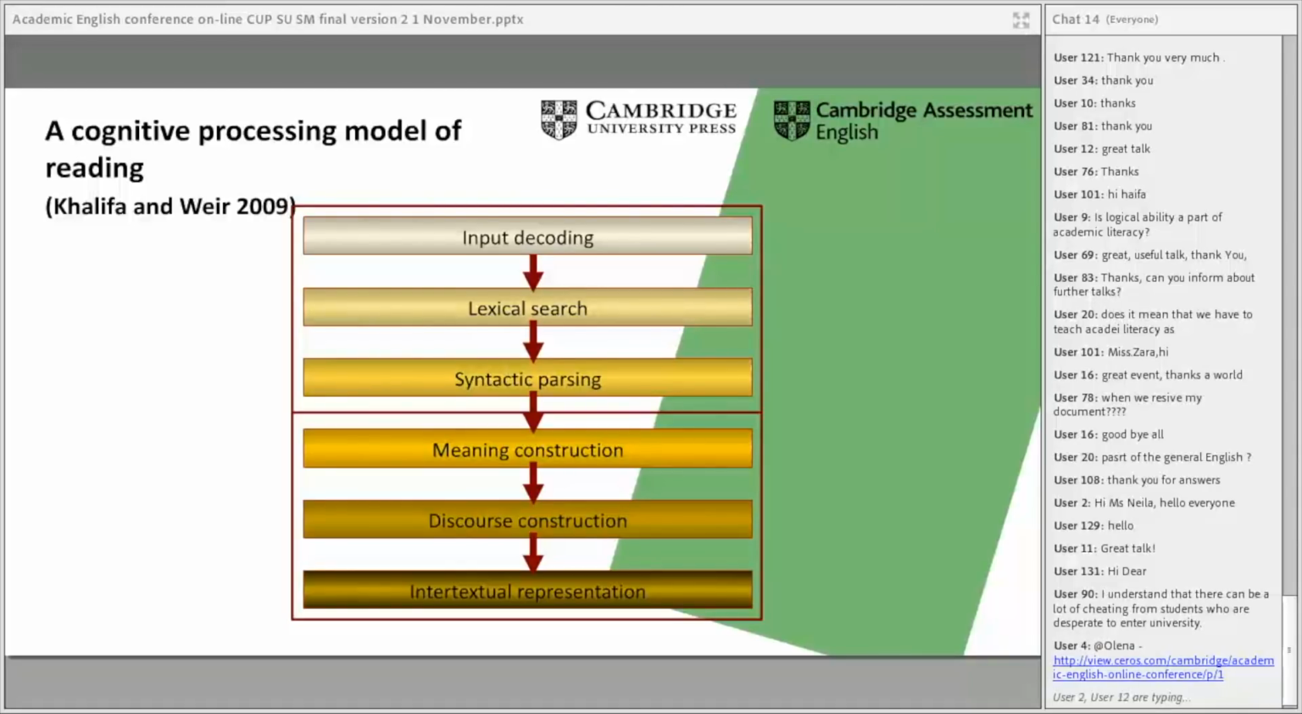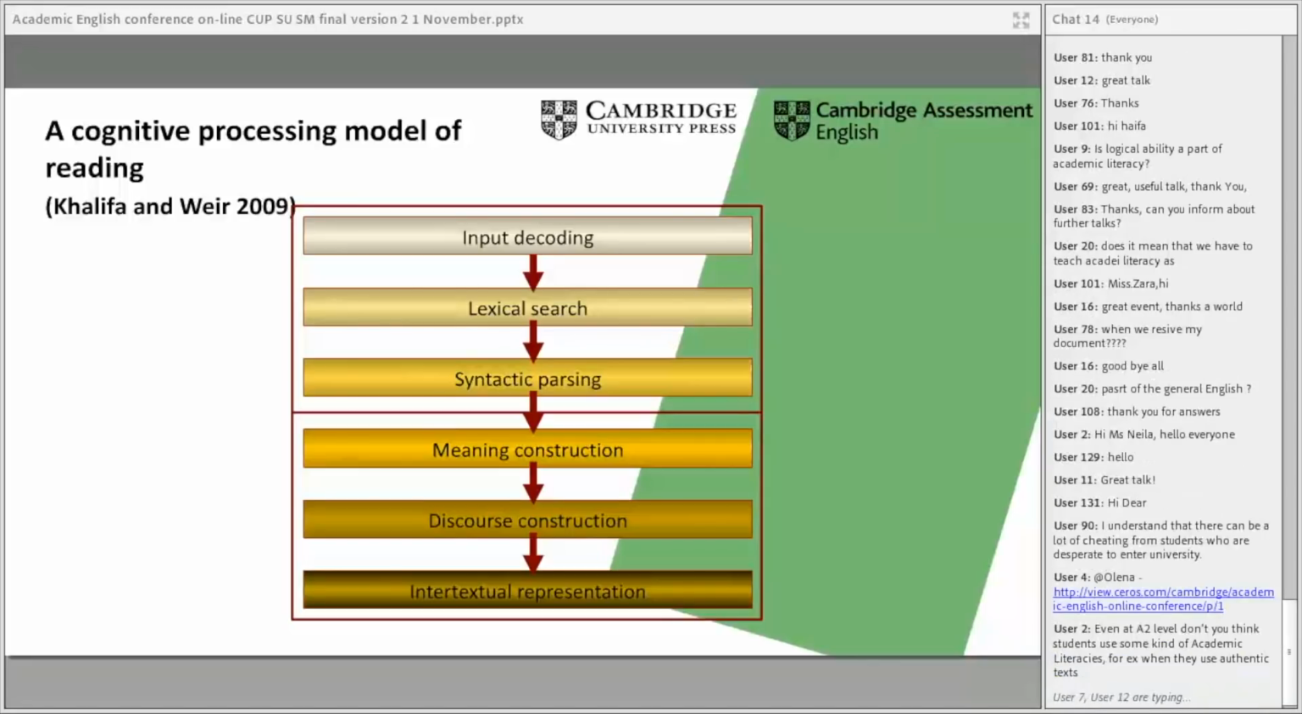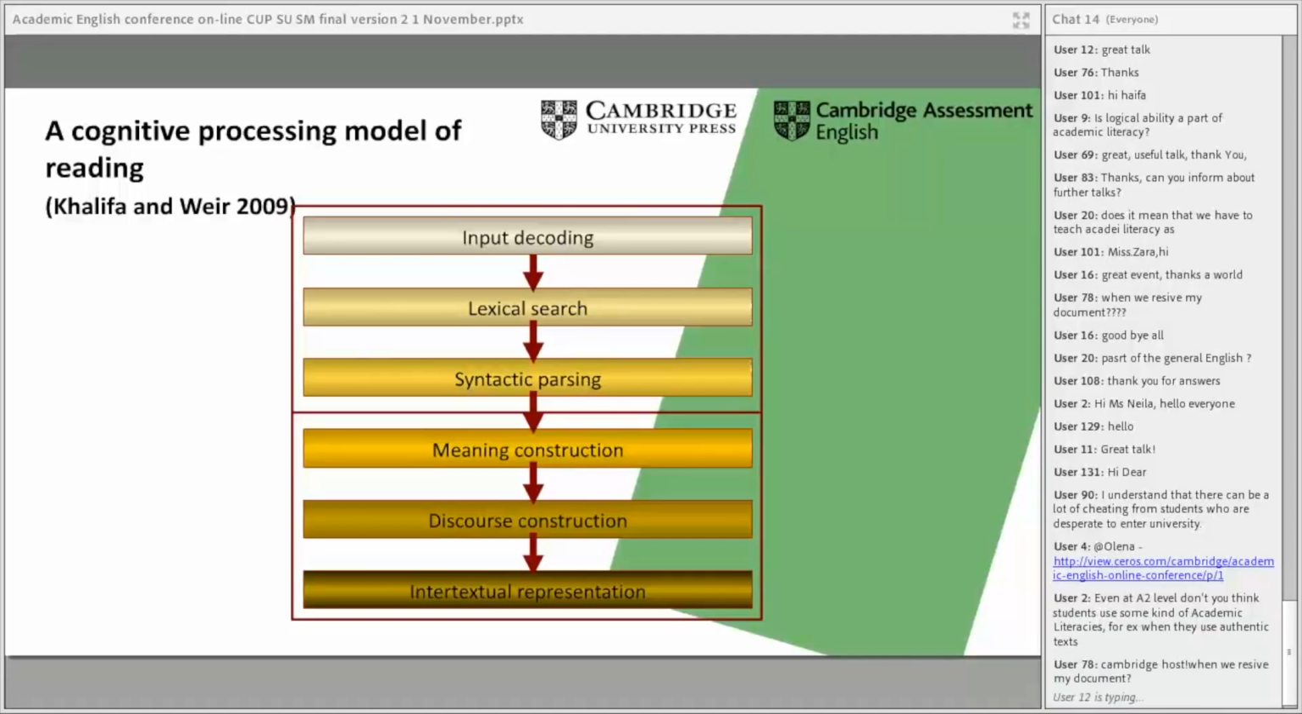So I think we need to start with helping them with some of the lower level processes, but obviously we need to be building up and thinking about how we can help them to work through these levels so that they get to a point where they are able to read a lot of different texts and to draw information from many differing texts.